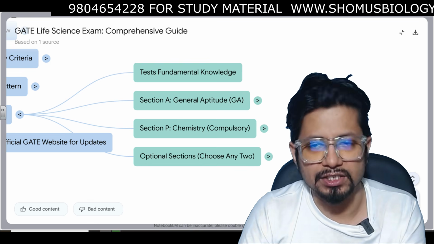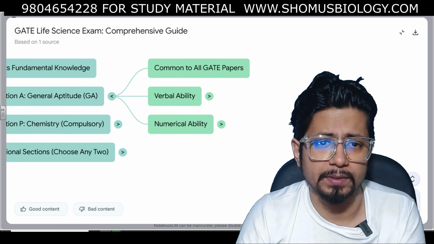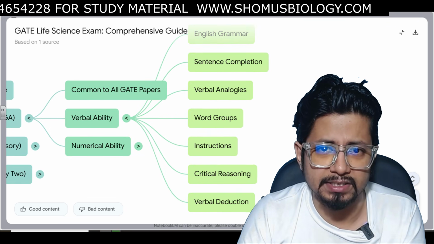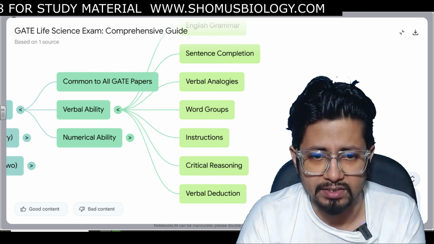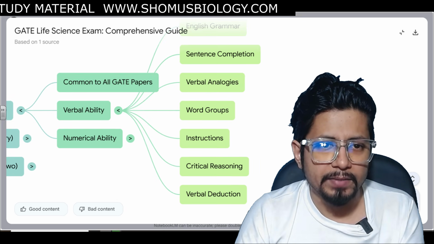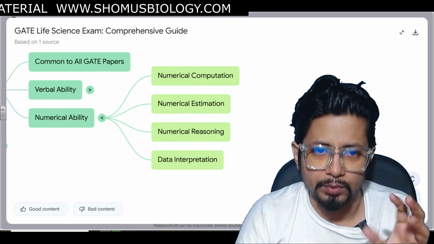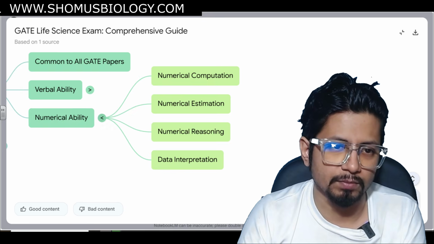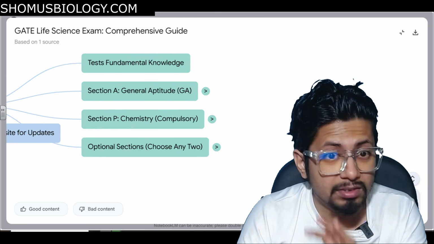So I'll click the syllabus, and here fundamental knowledge will be tested. For section A, general aptitude, the syllabus is common for all GATE papers. Verbal ability will be provided, where English grammar, sentence completion, verbal analogies, word groupings, instructions, critical reasoning and verbal deductions will be covered. Next is numerical ability, where numerical computation, numerical estimation, numerical reasoning and data interpretation will be covered. So that is group A, compulsory, you cannot skip it.